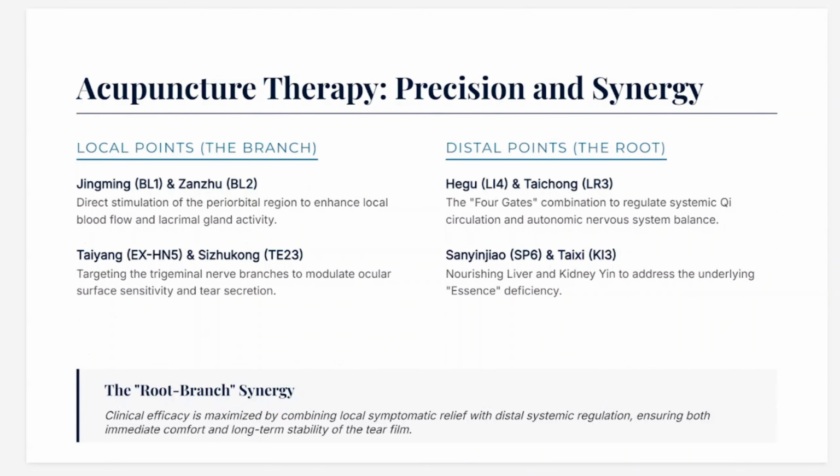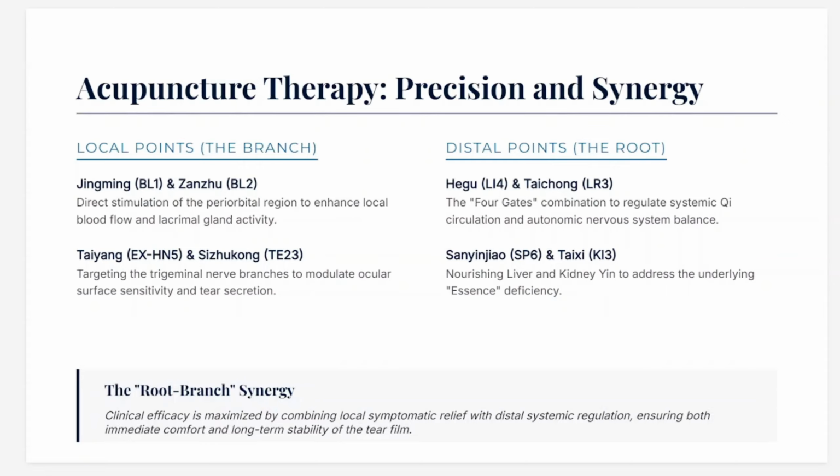Acupuncture plays a central role in the integrative treatment of dry eye disease. We typically combine the local and distal points. Local points, as you can see in the slide, such as Jingming, Canzhu, Taiyang, and Sizhukong, improve periorbital circulation and stimulate lacrimal gland activity.